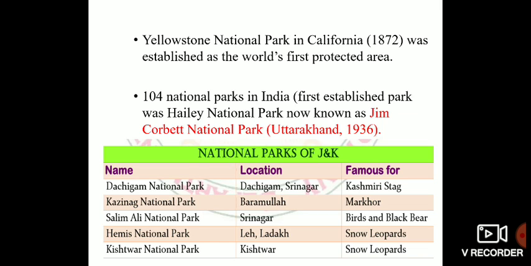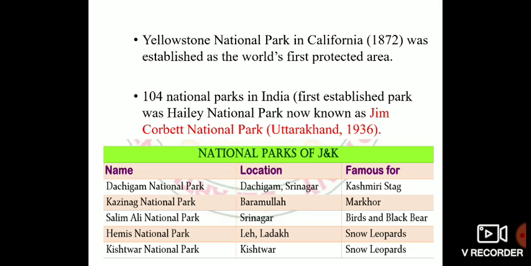In our country, we have almost 104 national parks, and the first national park which was established in our country is Jim Corbett National Park, which is located in Uttarakhand, established in 1936. At the outset, when this park was established, it was known as Haley National Park, and now it is known as Jim Corbett National Park. You have to remember this. You may be asked in the examination, where is Jim Corbett National Park located?